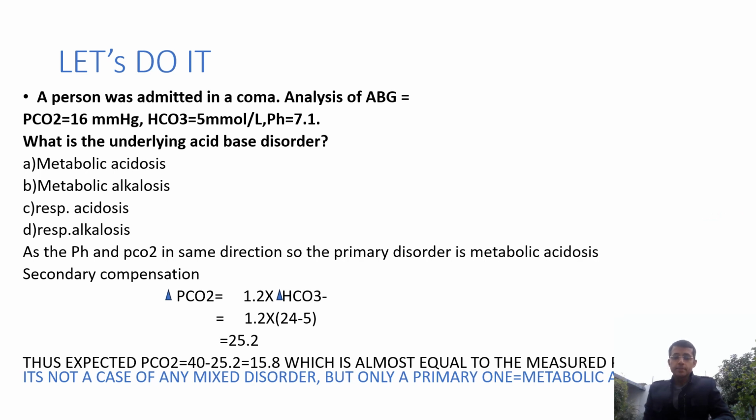So these are the steps one should try to follow. First, try to validate the ABG, try to find the primary disorder, try to find the secondary compensation which is expected, and then you go for any gaps, etc. Gaps we will learn again in examples.